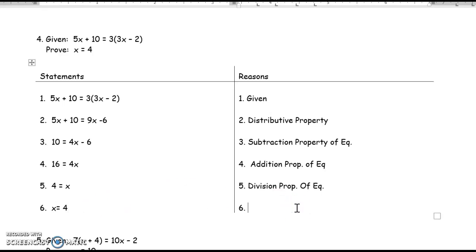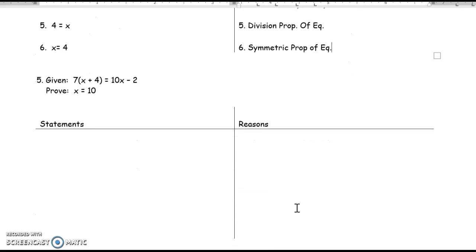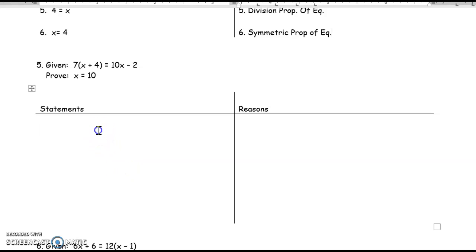X equals 4, that's your symmetric prop of equality. Okay? Now, our last couple ones, we need to kind of do statements and reasons by themselves. So first statement, we just restate the given. That's really always our starting point, okay? That's given, okay? Our next statement, well, what should we do? Try distributing. 7x plus 28 equals 10x minus 2, okay?